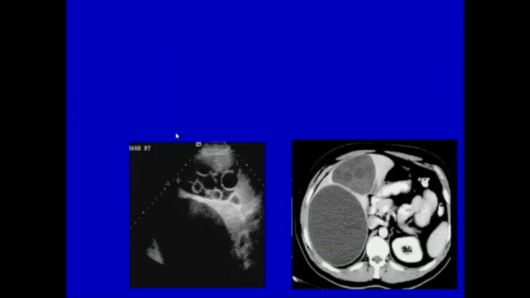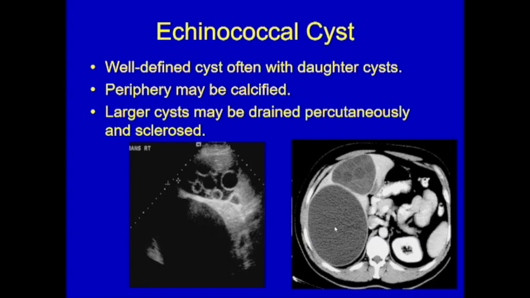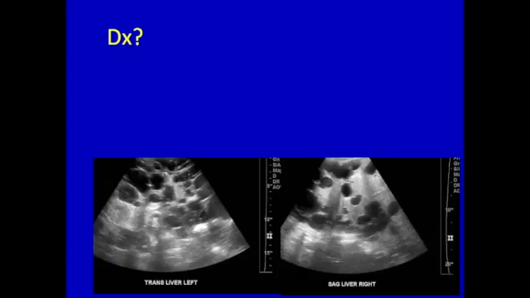All right, this is an Aunt Minnie for you guys, probably. Cyst with daughter cysts, and another cyst behind it. Looks the same on ultrasound as it does on any other imaging modality, an echinococcal cyst, right? So we know that these can be drained percutaneously and sclerosed, and we're just going to look for the imaging pattern. How about this one?